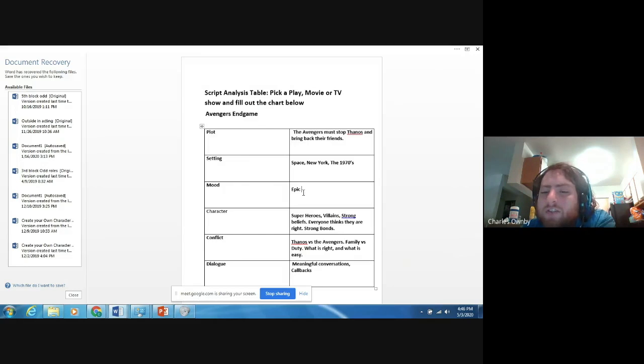Character. This is interesting because we're not only going to talk about who's in it, but what makes their characters important. So we've got our superheroes and our villains, yes, but we've got strong beliefs. Everybody believes strongly in what they are fighting for, right? Everybody is fighting for something. The Avengers are fighting to bring back their friends. Thanos is fighting to get rid of half of the population. And they all think that they are right. That's important.